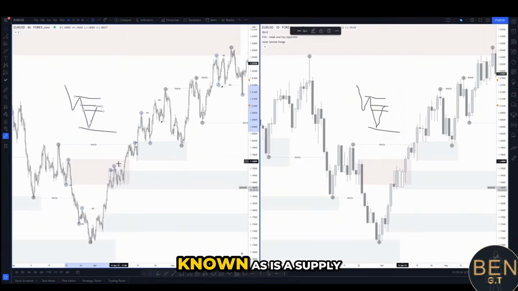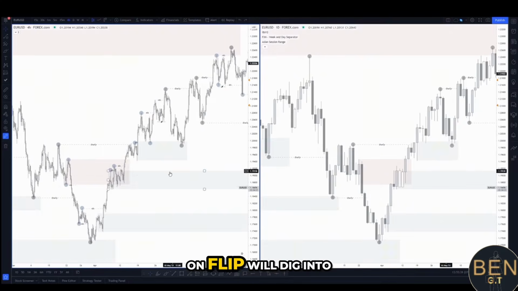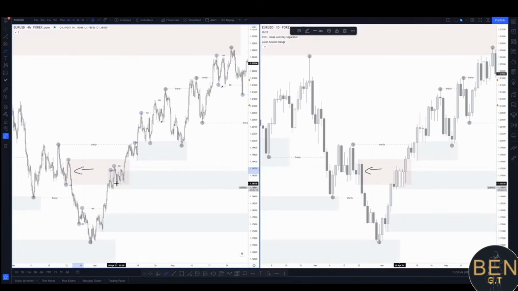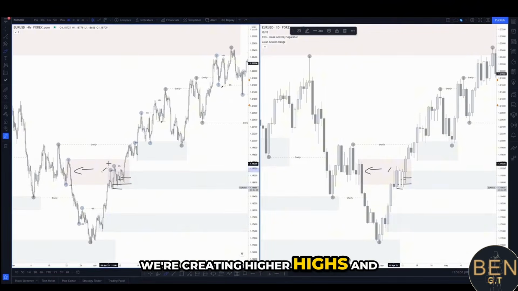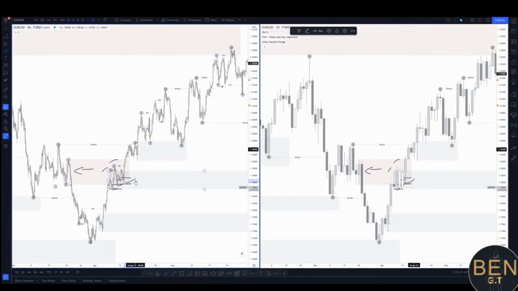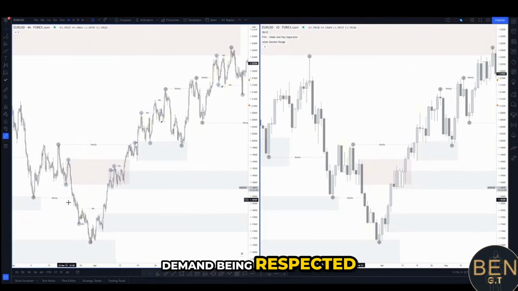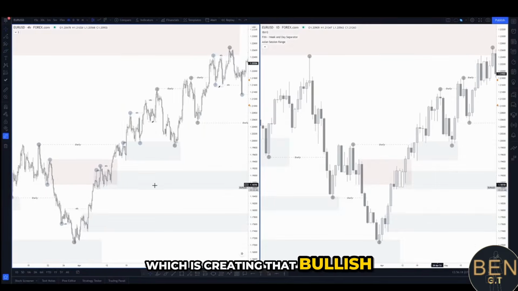And what this will be known as is a supply and demand zone flip. We'll dig into those in future videos, but what we can see is this is the first sort of aspect of supply failing, and we're starting to see demand being respected. As I mentioned in the previous video, we're creating higher highs and higher lows. And we're also seeing supply being invalidated or failing, and we're seeing demand being respected, which is creating that bullish market structure.